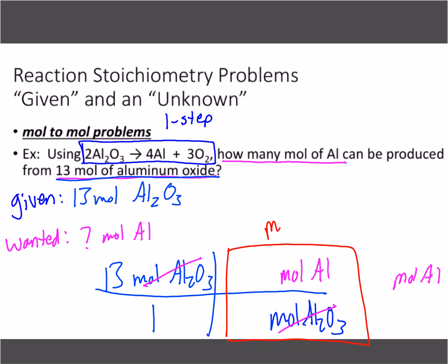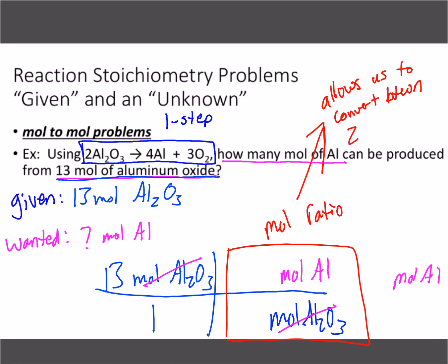This is where that mole ratio comes into play. It allows us to convert between 2 different substances. I'm going to jot that down. You may want to jot it down in your notes as well. It allows us to convert between 2 substances. Where do we get the mole ratio from?